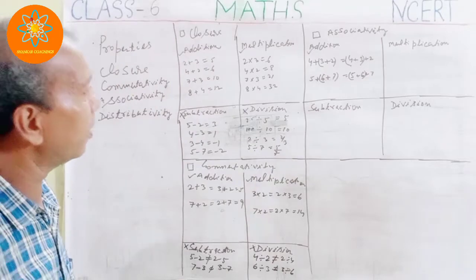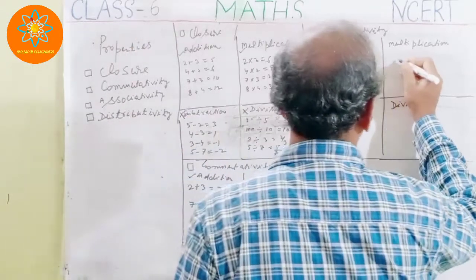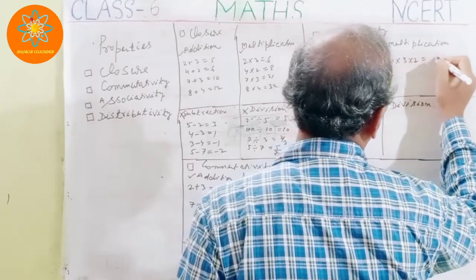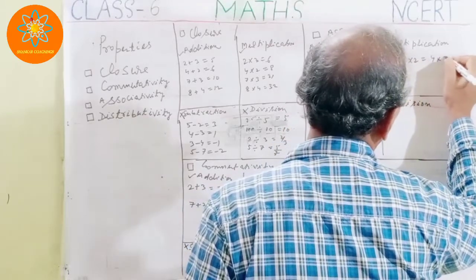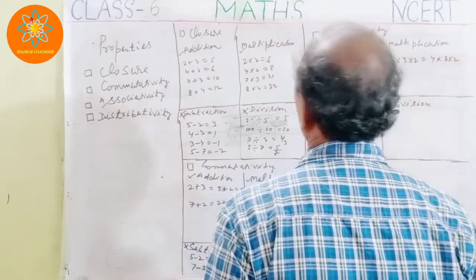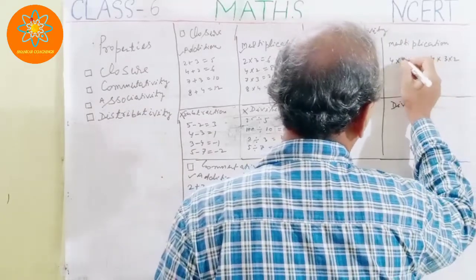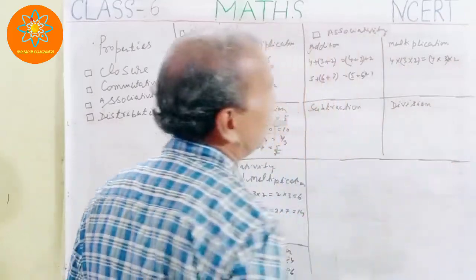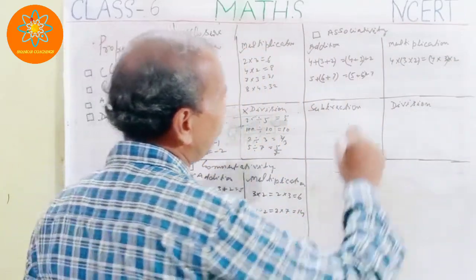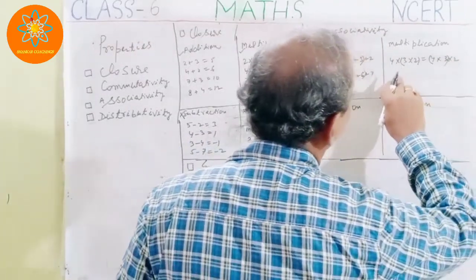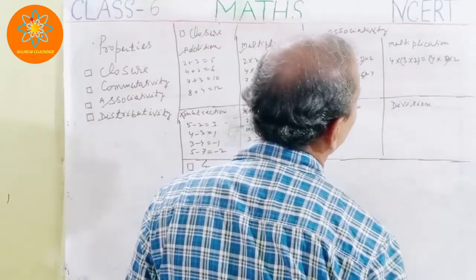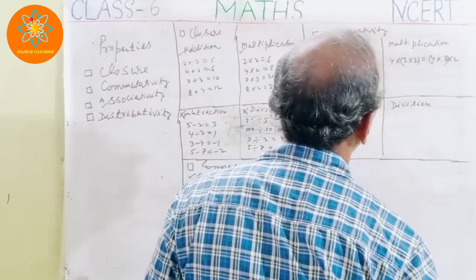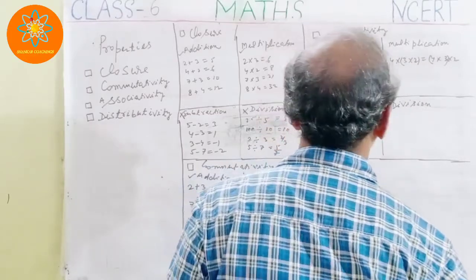Now come to the multiplication. Let's suppose 4 into 3 into 2, and here also 4 into 3 into 2. First of all, I will take these two, and then I will take these two. So if you see here, how much will you get? 3 into 2 is 6, 6 into 4, 24. 4 into 3, 12, 12 into 2, 24. So these are equal.